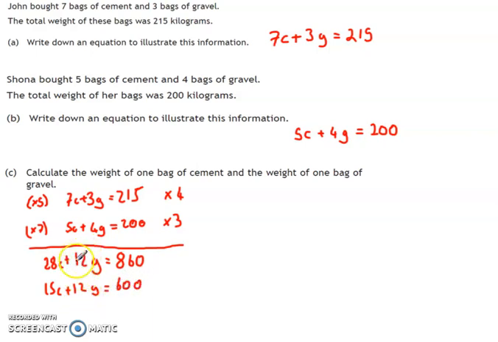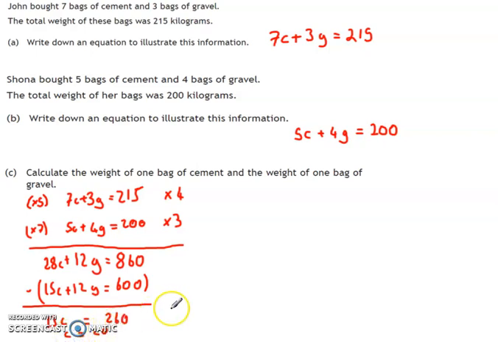Now, to get rid of the G, if they've got the same sign, subtract one equation from the other. If they've got a different sign, we add them. So they're both plus, so if I do the top equation, take away the bottom equation, I'll eliminate the G, I can solve for the C, and then find my G based on that. So if I take the top equation and subtract the bottom, 28C minus 15C, I get 13C. The 12G take away 12G is nothing, and that equals 860, take away 600, so I get 260. So I've got 13C is equal to 260. If I work that through, divide both sides by 13, I get that C is equal to 20.